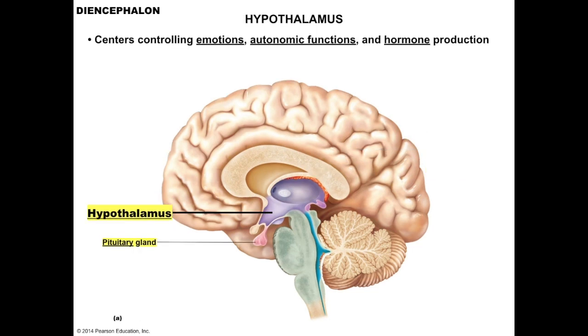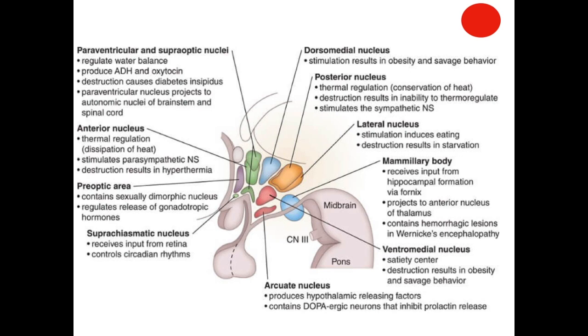Moving on to the inferior portion of the diencephalon and to the hypothalamus, which, despite its small size, has a huge role in your brain and behavior. The hypothalamus can be considered a center that is responsible for regulating those motivated behaviors, sometimes referred to as the 4 F's: feeding, fighting, fleeing, and reproductive behavior.